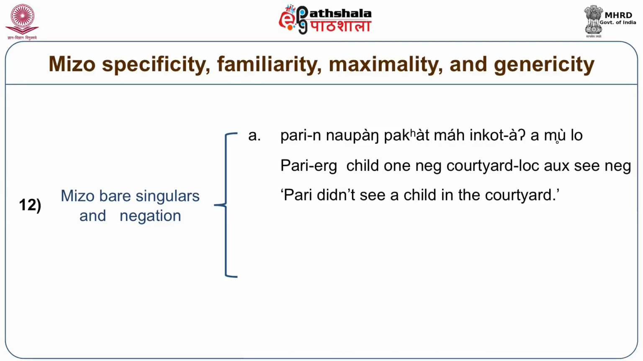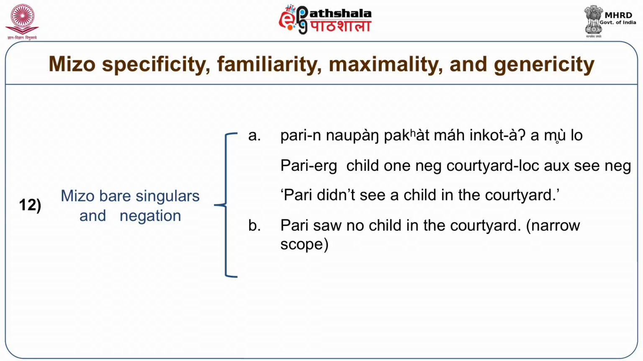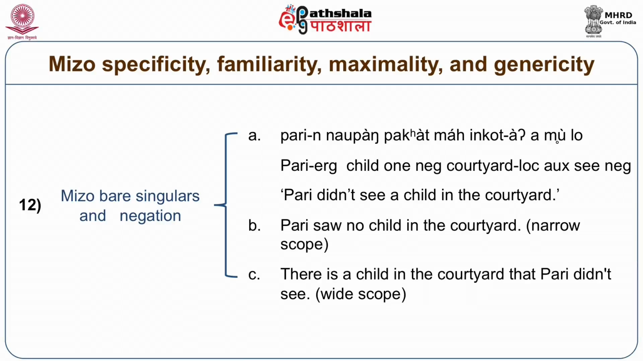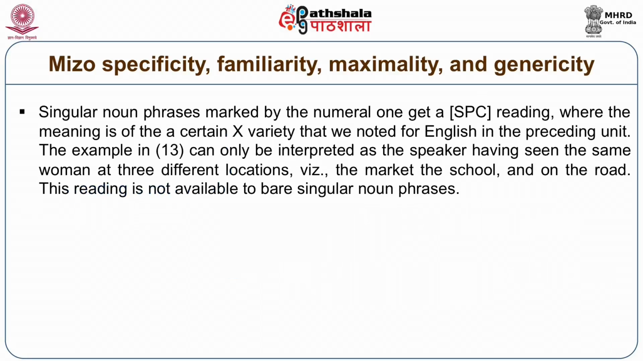So a sentence like "Pari didn't see child in the courtyard," to state the Mizo example in English, can mean either that Pari saw no child in the courtyard, or that there's a child in the courtyard that Pari didn't see. Singular noun phrases in Mizo, which are marked by the numeral 1, get a specific reading, where the meaning is of a certain X variety that we noticed for the English examples.